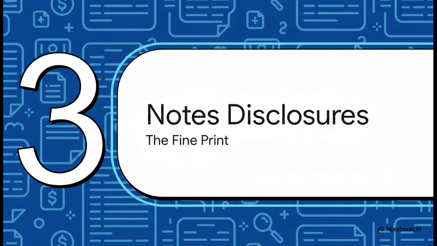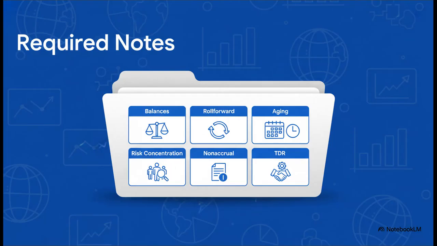Time to read the fine print. Do you know the primary statements only give you a bird's eye view, which is exactly why ASC 310 and ASC 326 mandate some serious, detailed disclosures in the notes to ensure full transparency. You absolutely must include these 6 items. First, the gross receivable balances and the allowance for credit losses. Second, an allowance roll forward. This needs to show the opening balance, the provision, write-offs, recoveries, and the closing balance, just the whole progression.